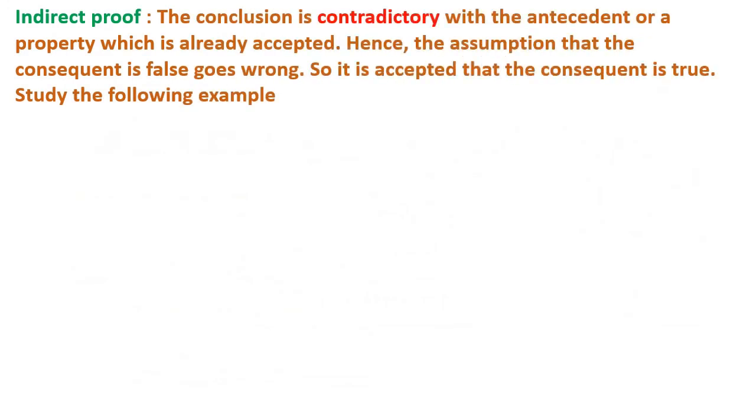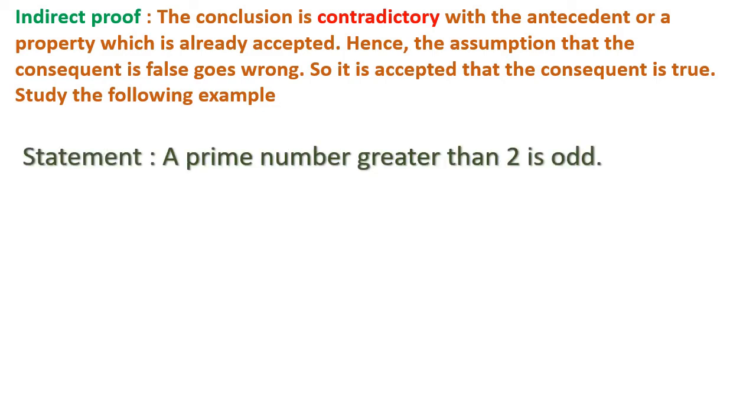Sometimes we cannot prove it directly. For example, here is another situation, indirect proof. Here, the conclusion is contradictory with what is given. You will understand what this indirect proof is just by attempting the problem here. The statement is: a prime number greater than 2 is odd.